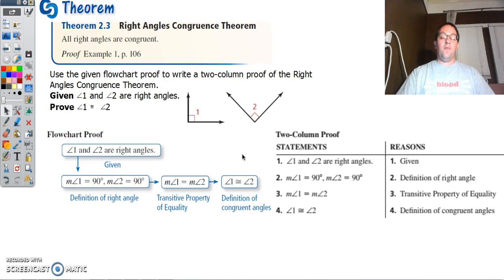So the flowchart proof is very visual. The 2-column proof is a little bit more organized, a nice little list. So if you like lists, you might like the 2-column proof. If you like to see how stuff moves from one thing to the other, then maybe the flow proof is for you. You see, they have the exact same information, so it's really largely a question of style. Which one do you like?